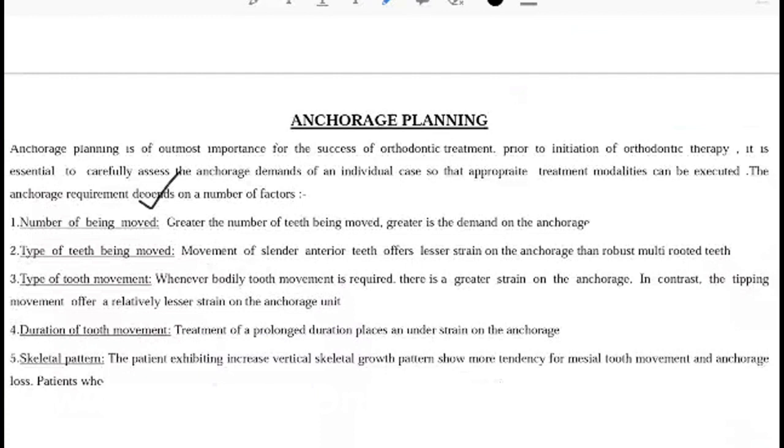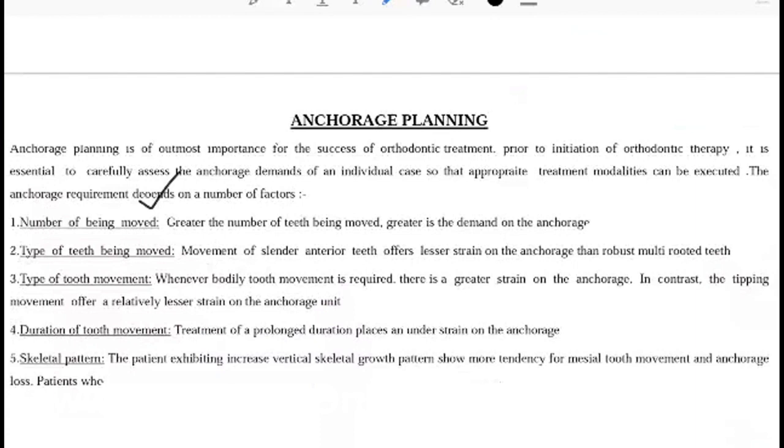Okay, a patient exhibiting increased vertical skeletal growth pattern shows more tendency for mesial tooth movement and anchorage loss. So that comes in skeletal pattern. Now the patient who is having a horizontal skeletal growth. You know what horizontal and vertical skeletal growth are, right? So there is vertical and horizontal. Now, when it is a horizontal skeletal growth pattern patient, they show lesser tendency for the mesial movement of the anchor teeth. This is just because when it is a horizontal growth patient, they will have strong facial musculature. That's the reason we say that.